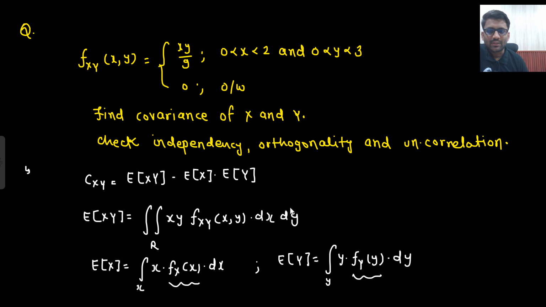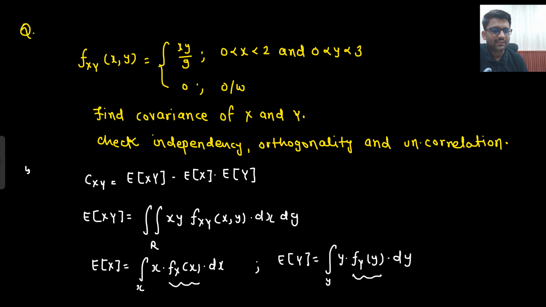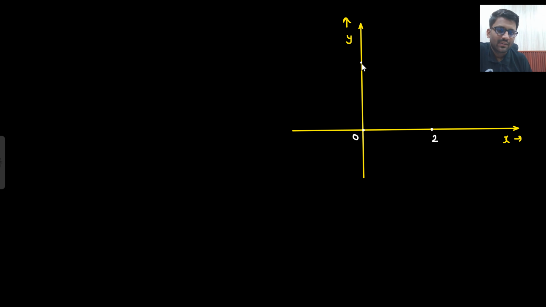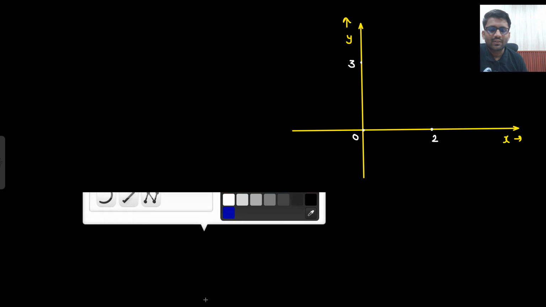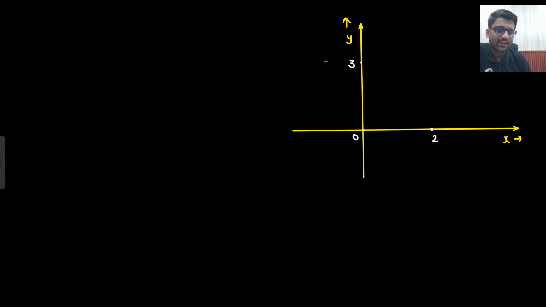Welcome back. So let's do this question. Here random variable x is taking value between 0 to 2 and y is taking value between 0 to 3. I told you whenever there is a question based on a 2-dimensional random variable, the first task is always to make the region of working. So the region of working would be y taking value between 0 to 3 and x taking value between 0 to 2.